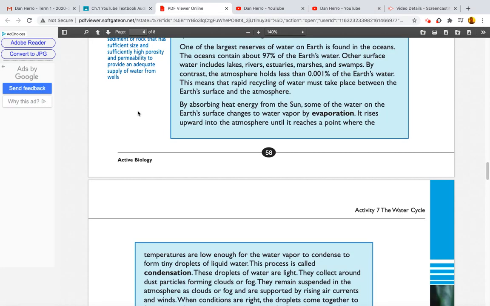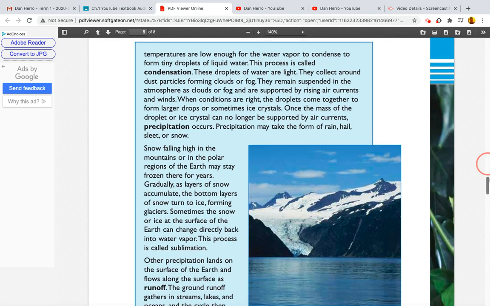By absorbing heat energy from the sun, some of the water on the Earth's surface changes to water vapor by evaporation. It rises upward into the atmosphere until it reaches a point where the temperatures are low enough for the water vapor to condense to form tiny droplets of liquid water. This process is called condensation. These droplets of water are light. They collect around dust particles, forming clouds or fog. They remain suspended in the atmosphere as clouds or fog and are supported by rising air currents and winds.